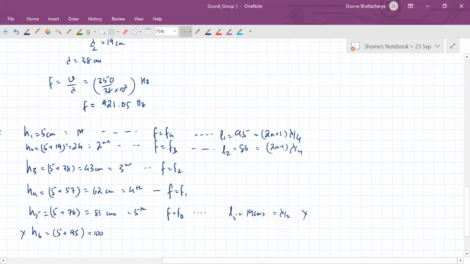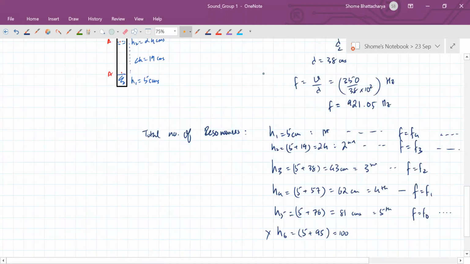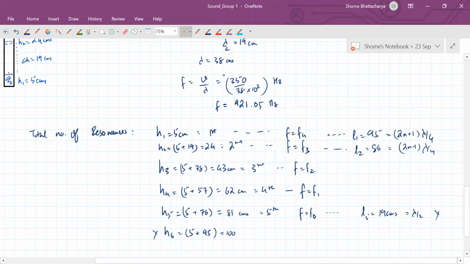It should have occurred at, because 95 is a multiple of lambda by 2, it is basically 5 lambda by 2, whereas it should have occurred at 5.5. So therefore this first resonance would not have occurred at this place. Okay, so the data of the question is faulty. So through this you actually understand that this data is incorrect.